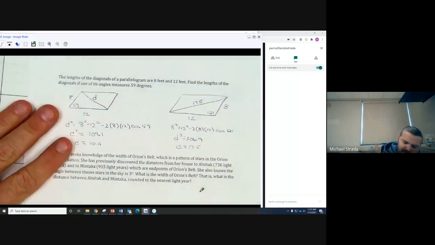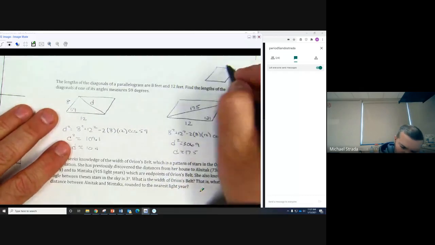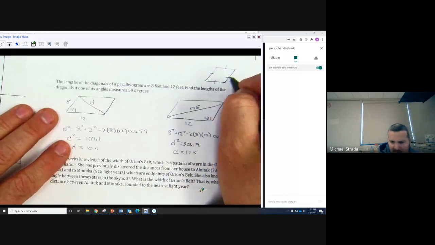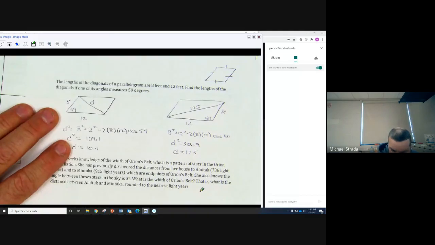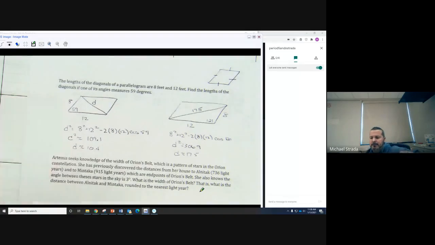Also keep in mind, if we have an equilateral parallelogram known as a rhombus, all the sides are the same. All right. So if a problem shows up where it's a rhombus, then all the sides are the same. All right.